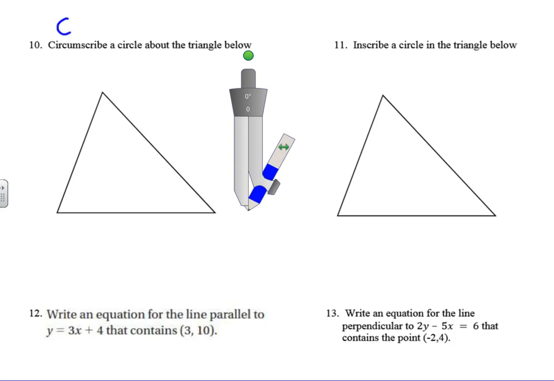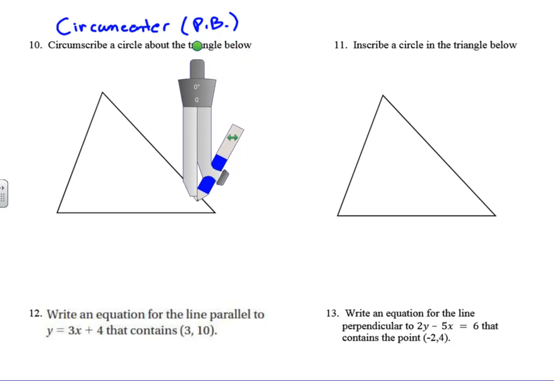And so I need to find the circumcenter. That's going to be the center of the circle. And the circumcenter is the intersection of the perpendicular bisectors, PBCC. That's how I recall that one.